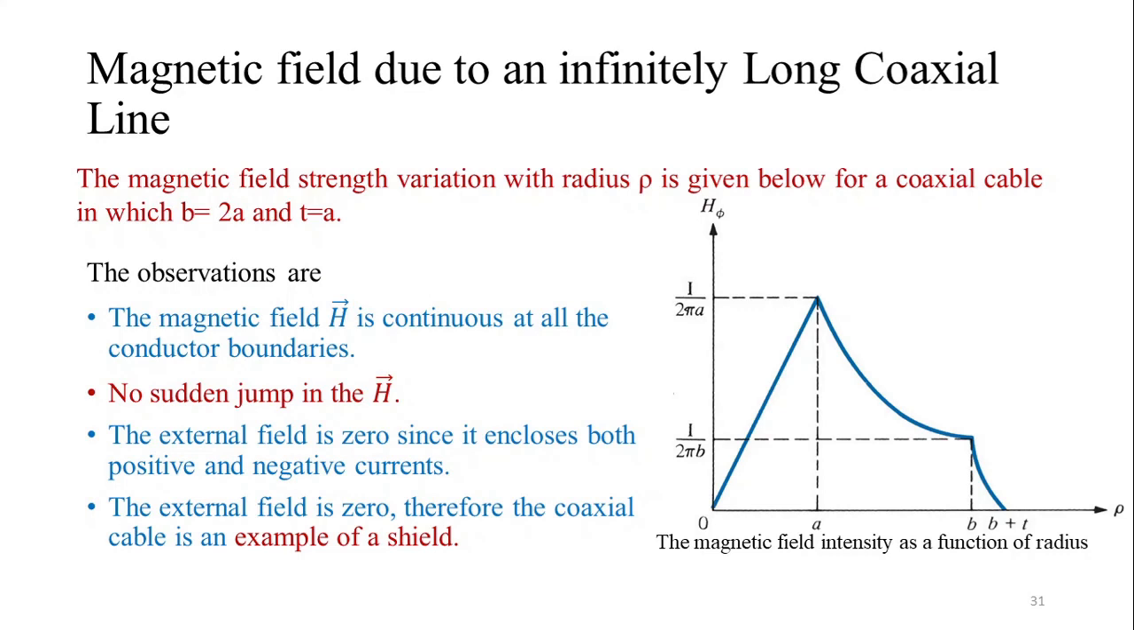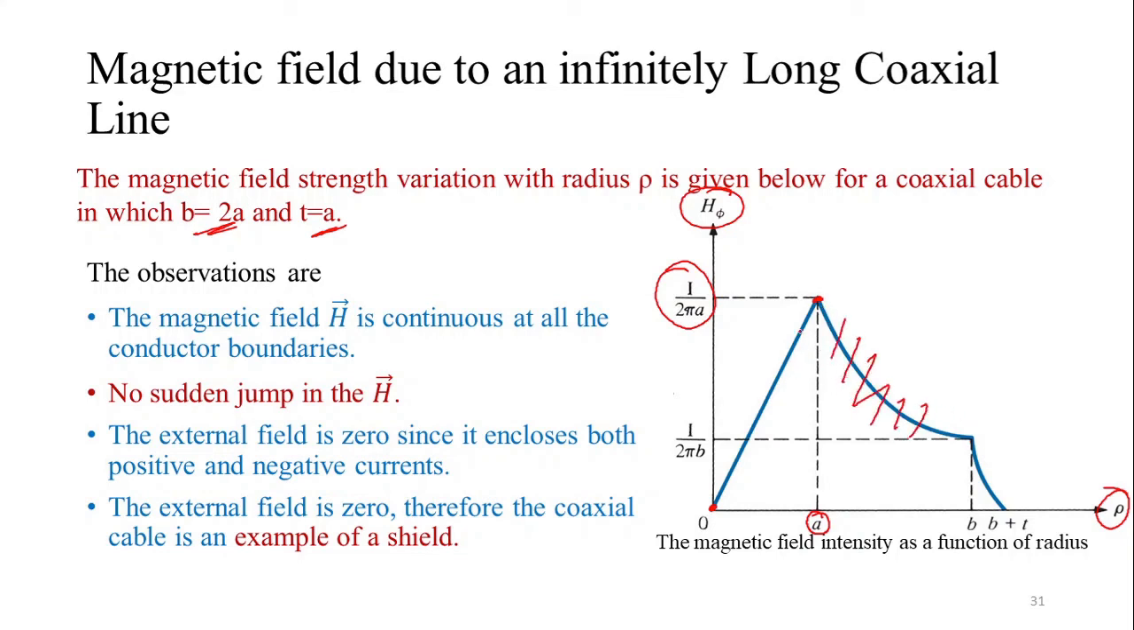If you plot the same with the parameters b equal to 2a and t equal to a, the magnetic field along the φ axis with respect to ρ gives a curve like this. From the origin initially it is 0, and it gradually increases till the edge of the conductor. At that point the value will be I by 2πa. After that point it decreases.